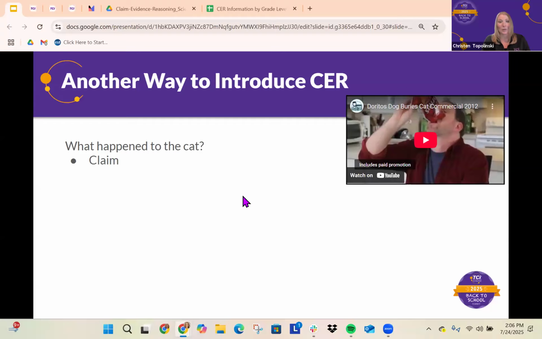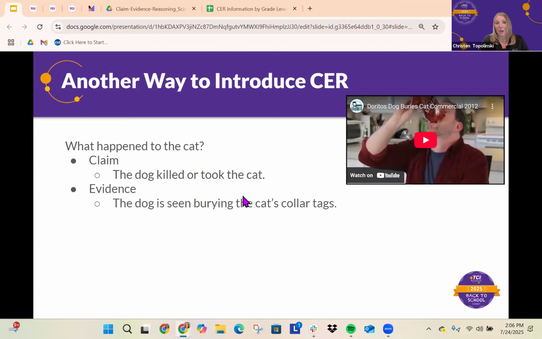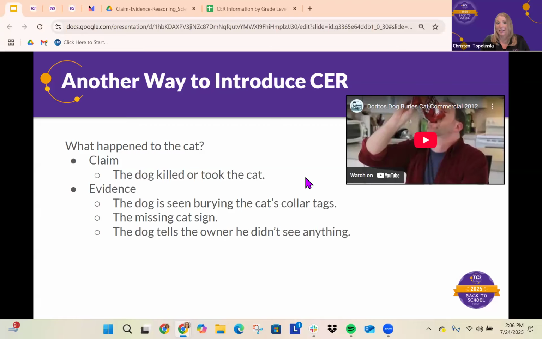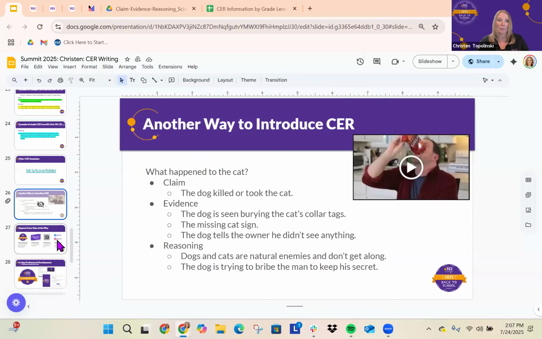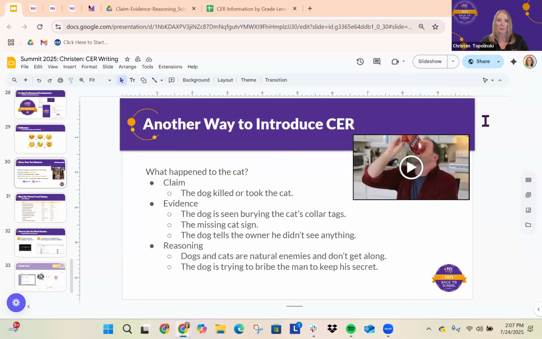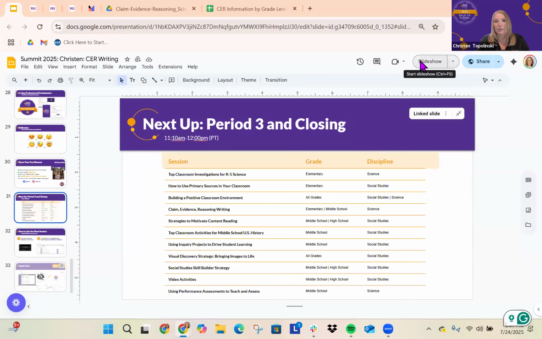So what happened to the cat? The dog killed or took the cat. You can interpret that by your grade level, how you want to word that. Evidence: the dog is seen bearing the cat's collar and tags. The missing cat sign. The dog tells the owner he didn't see anything. And then the reasoning is that dogs and cats are natural enemies and they don't get along. So that's another way that I've introduced it before, and it's just kind of fun. And you can bring in that commercialism a little bit too. And kids like Doritos, right?